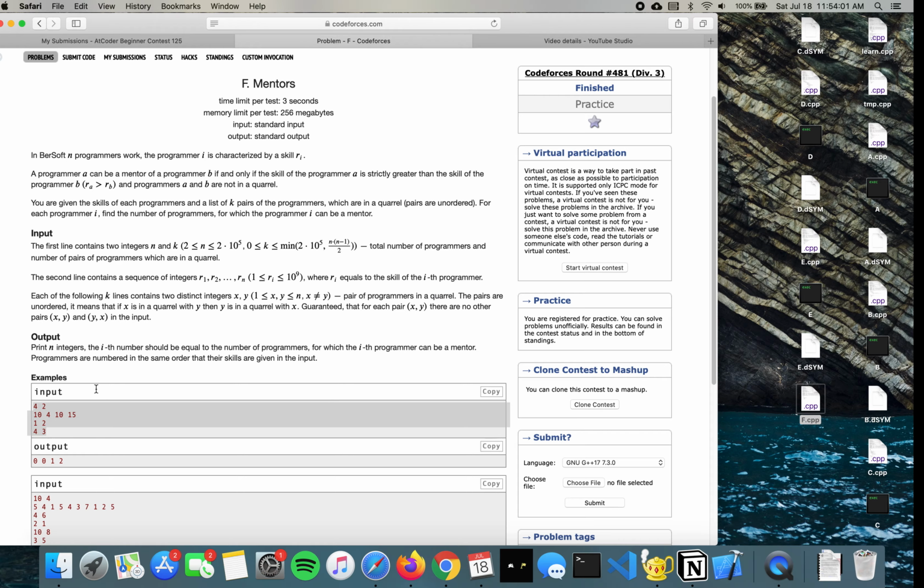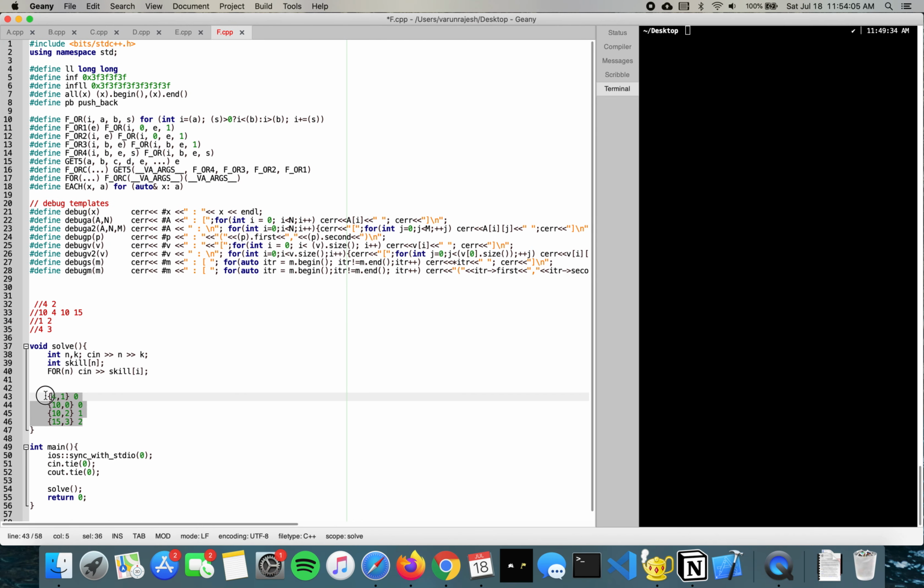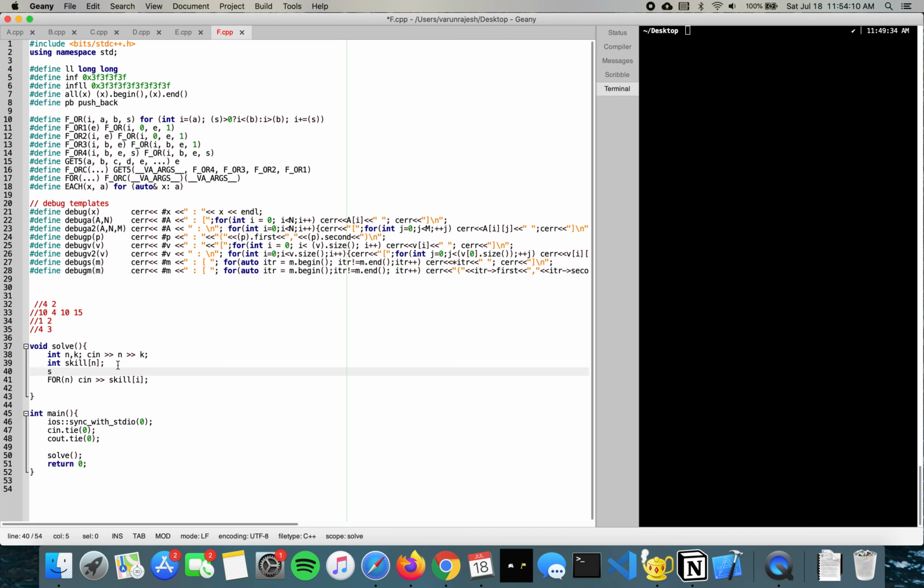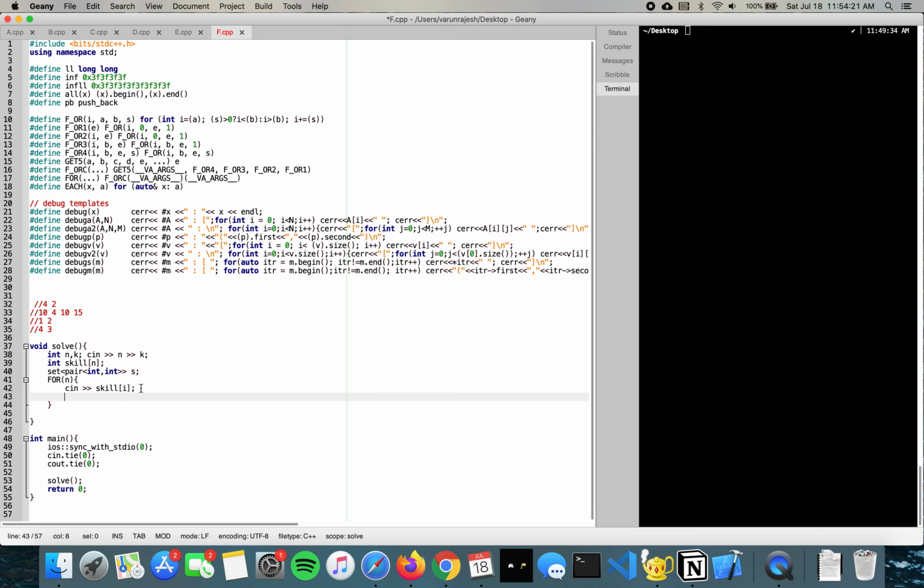And our answer would be 0, 0, 1, 2, which is correct. Okay, so now we just have to do that. So we can just create a set of pair int, which I'll call S. And actually we can do it while we are getting scale as well. What we have to do is insert the scale and also the index. So that should be inserted as a pair here.